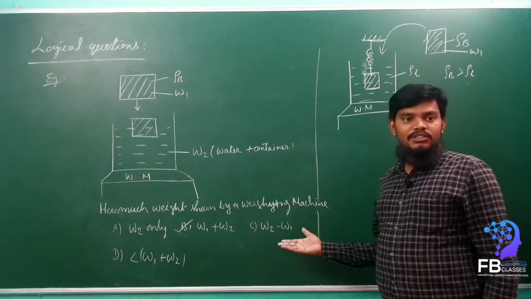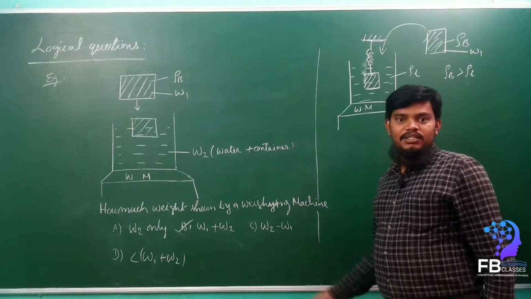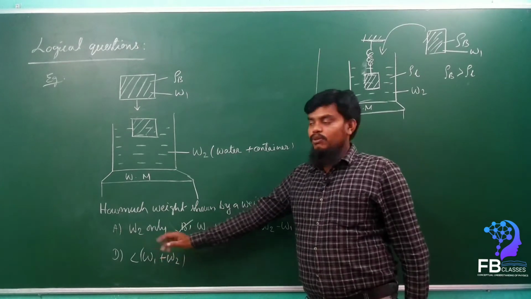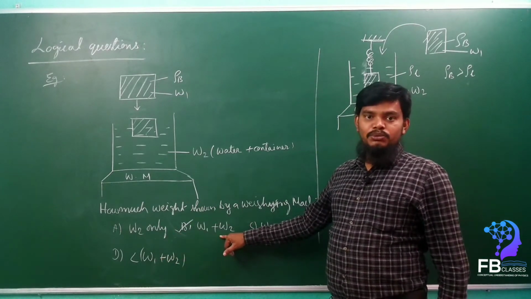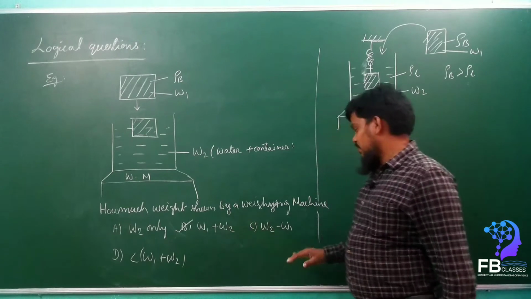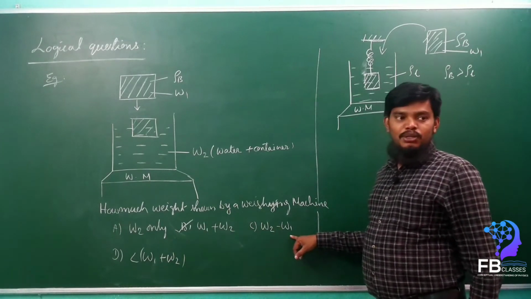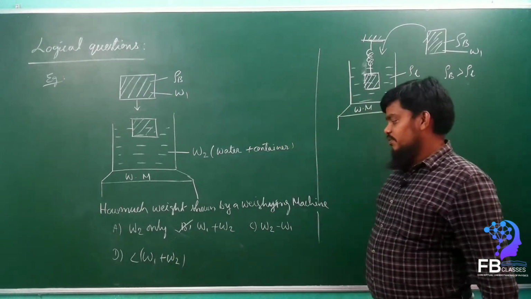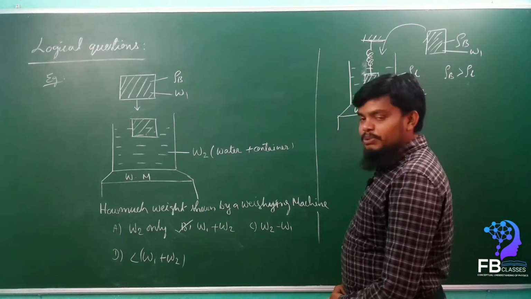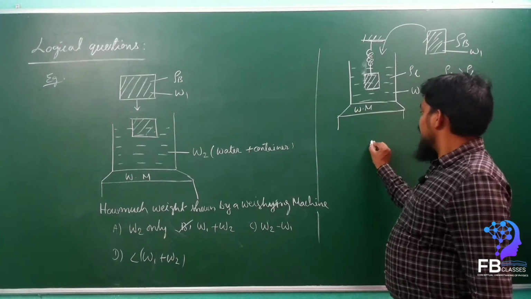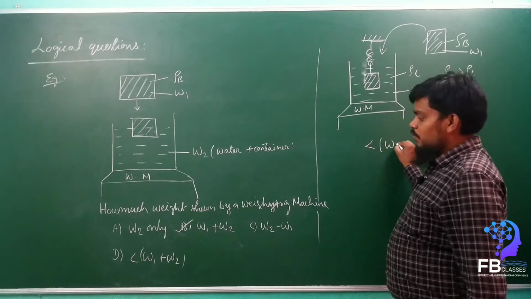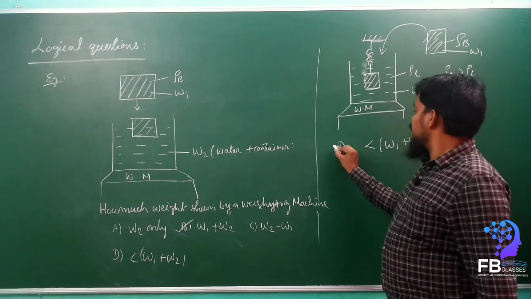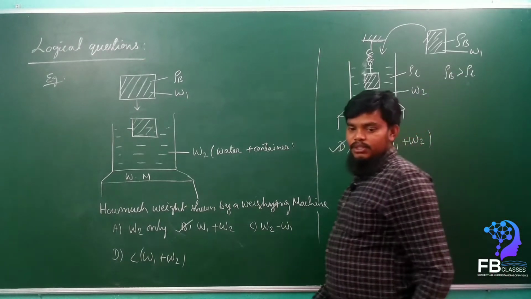Which is the correct answer? Okay. Only W2? No one. W1 plus W2? 2 members. Okay. W2 minus W1? No one. Okay. D, less than W1 plus W2? Very good. So the correct option is less than W1 plus W2. Option D is the correct option.